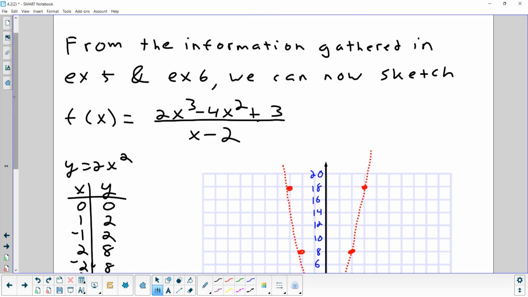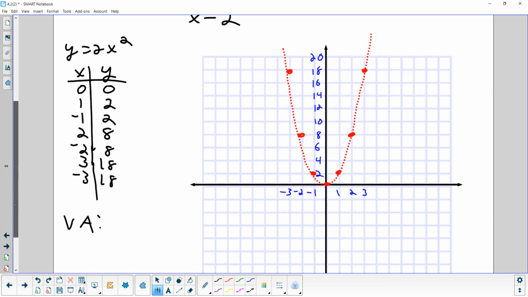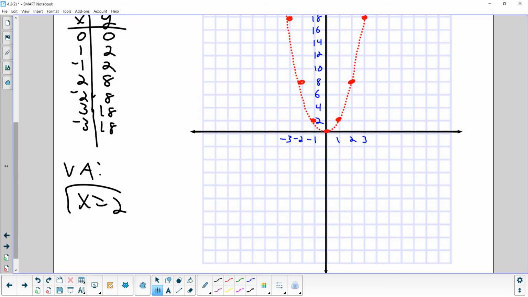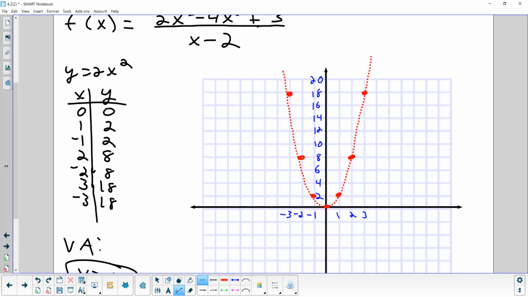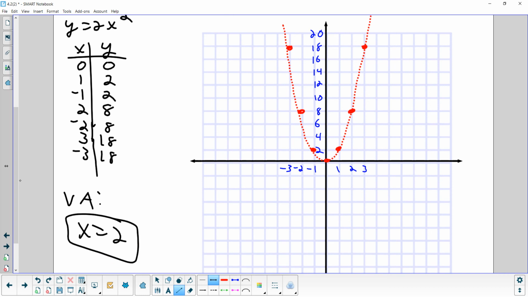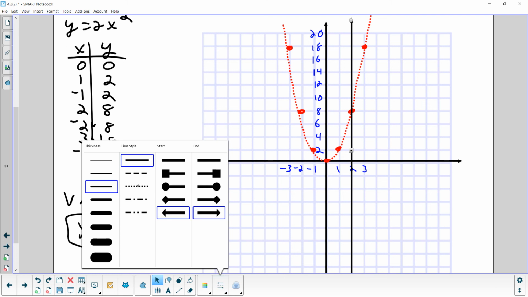What's the vertical asymptote in this case? Yep, 2. It's the 0 of the denominator. So let's put another dotted line in at x equals 2. What this usually does is it creates a little area that's trapped between two asymptotes, and you usually end up sketching in that tiny section. All right, and again, let's make that dotted so we remember it's an asymptote.